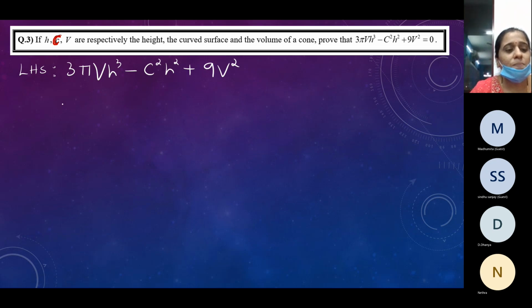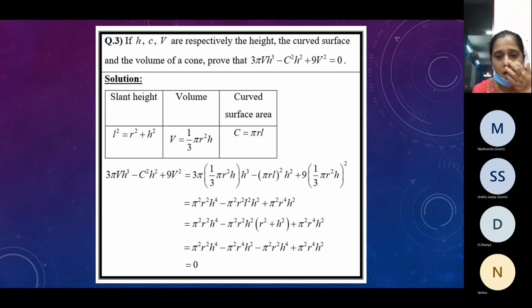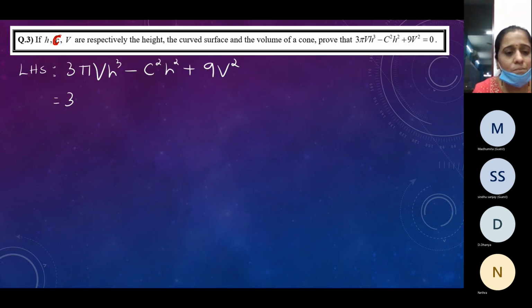Now, what can you do next? Is equal to 3. Don't take pi as 22 by 7. There should be another pi, no? There's something wrong with the question. Okay, it looks correct. Somehow I felt it was wrong. Let me work and just check.